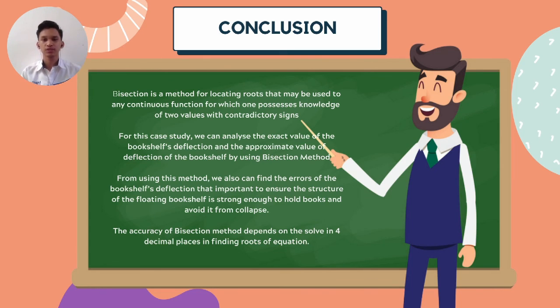Next, for the conclusion, bisection is a method for locating roots that may be used for any continuous function for which one possesses knowledge of two values with contradictory signs. For this case study, we can analyze the exact value of the bookshelf deflection and the approximate value of deflection of the bookshelf by using the bisection method. From using this method, we can also find the area of the bookshelf deflection that is important to ensure the structure of the floating bookshelf is strong enough to hold books and avoid it from collapsing. The accuracy of the bisection method depends on solving to 4 decimal places in finding roots of the equation.